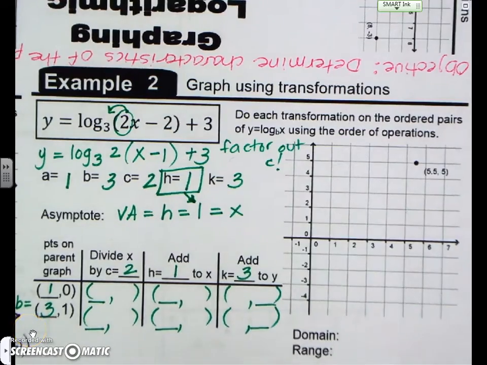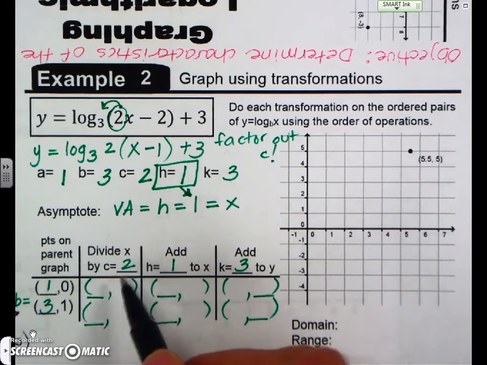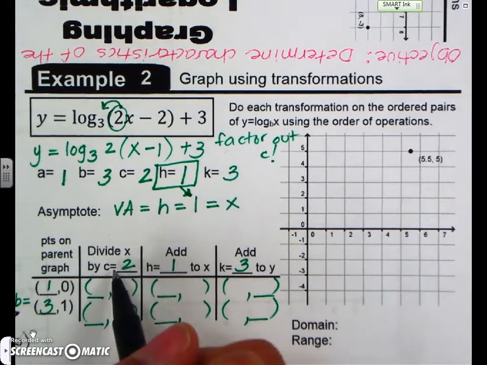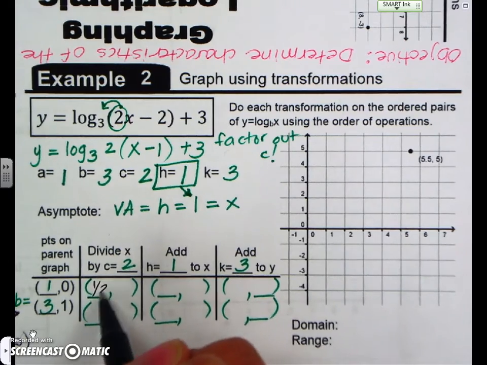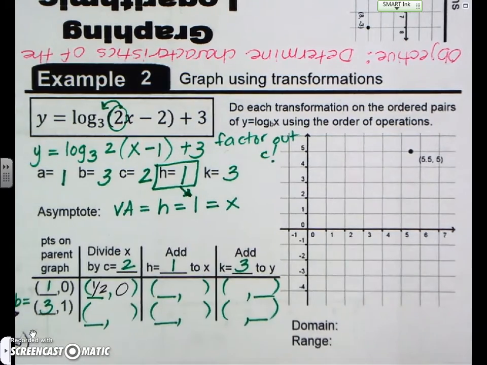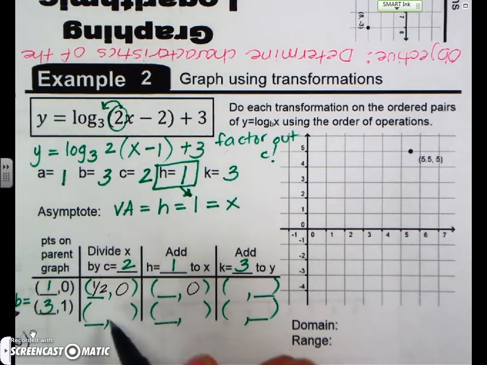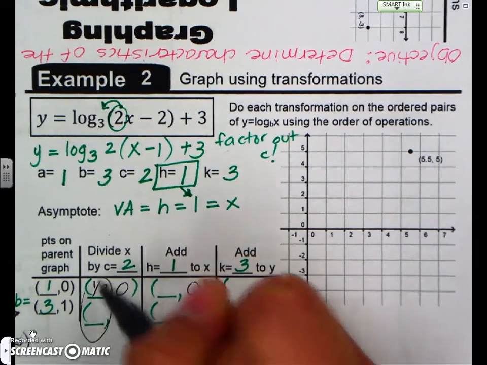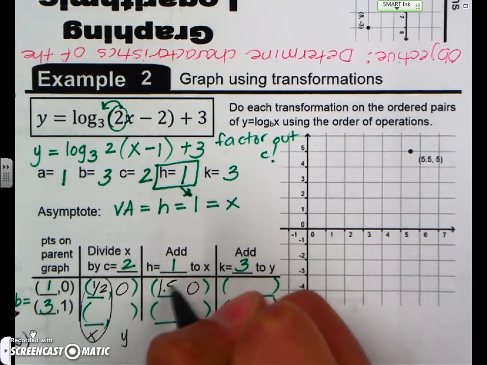All right, so to finish off example 2, in order to do the math, you're going to divide x by 2. So 1 divided by 2 is just 1/2. Your y value stays the same. Your y value is going to stay the same for the next one. When you add 1 to x, what is 1/2 plus 1? 1 and 1/2. Yeah, 1 and 1/2 or 1.5.